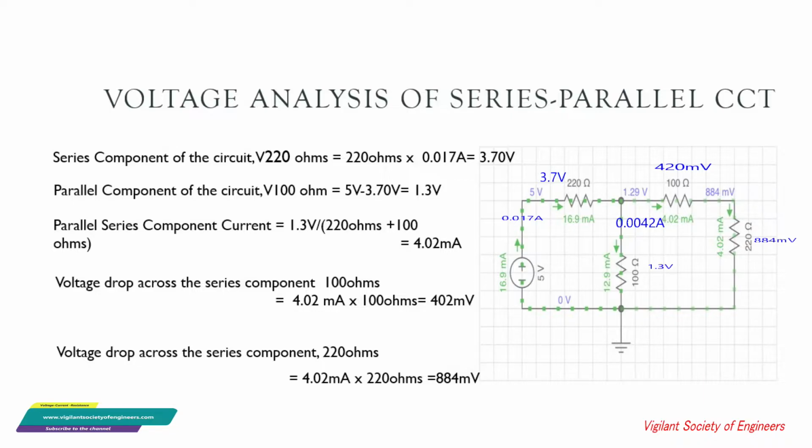The next thing we want to do is find the voltage drop across each of the resistors. All we have to do is multiply the 4.02 milliamps by the 100 ohms, and that gives you roughly 402 millivolts. Then for the next resistor, which is 220 ohms, if you multiply by the current, which is 4.02 milliamps, you get 884 millivolts, which is roughly 0.884 volts.